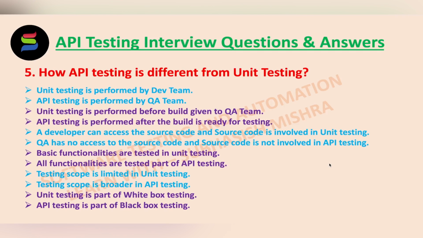API testing is performed after the build is ready for testing. Once the build is available in the QA environment, we do API testing. A developer can access the source code, and source code is involved in unit testing.